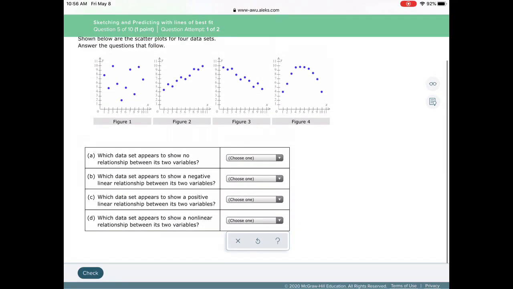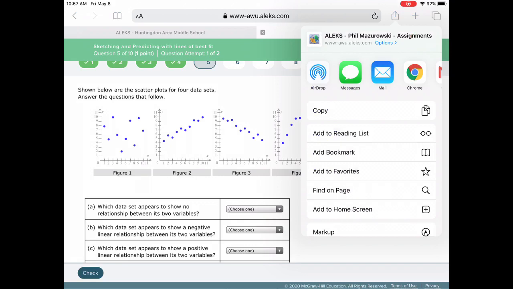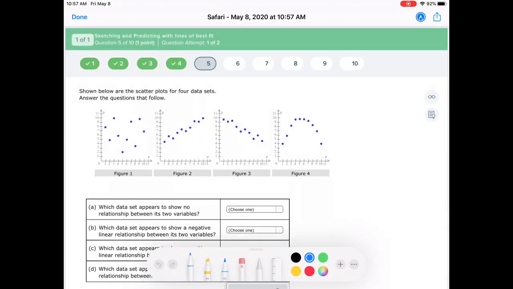All right, so this is a review of what we did last week on Study Island. What type of relationship is this? Is it positive? Is it negative? Is there even a correlation at all? And then also we've got linear and nonlinear. Looking at these, I'm going to bring up my little marker here. I could draw a line of best fit through these. I can draw a line of best fit through these. And I can draw a model through that last one, but it's not a line. That one definitely is a curve.